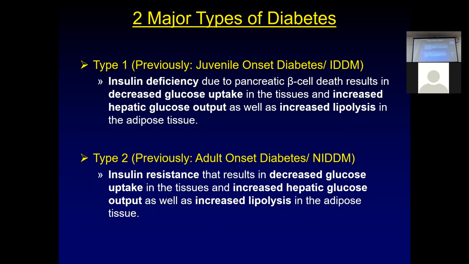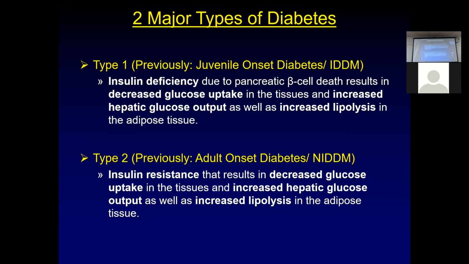Type 2, on the other hand, we used to call adult onset. We don't call it adult onset now because every year it gets increasingly more common that people who are your age or younger are becoming type 2 diabetics. This used to really only be a disease of people that are older. It is no longer the case.